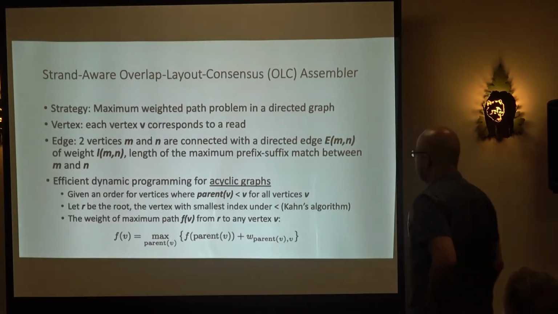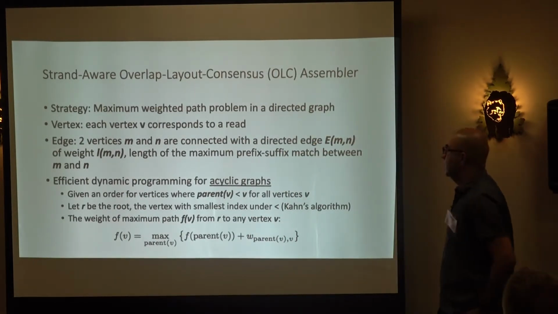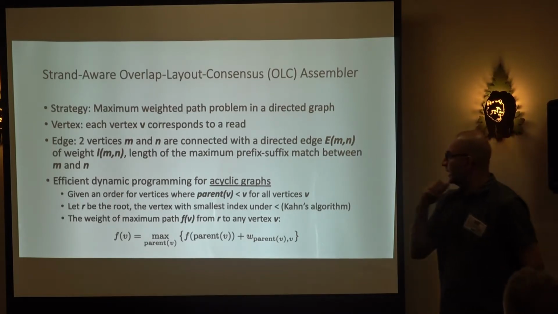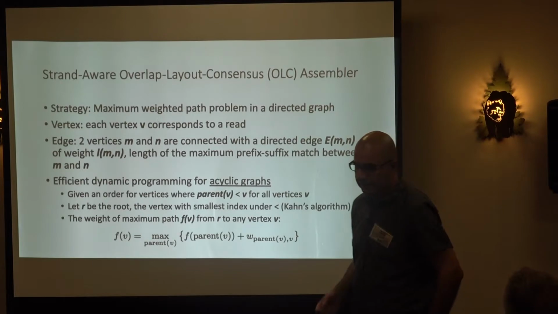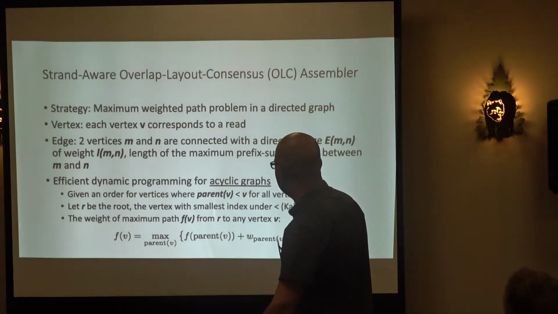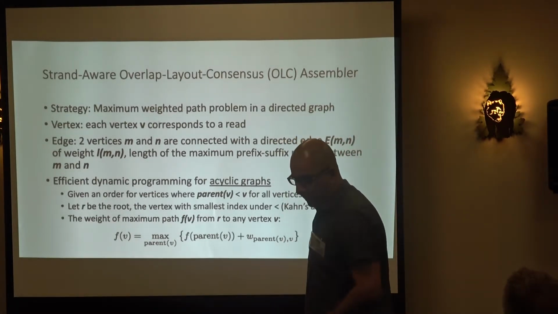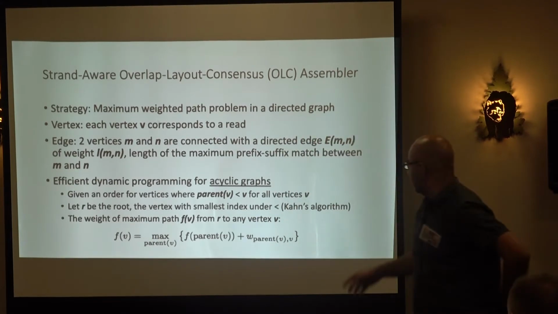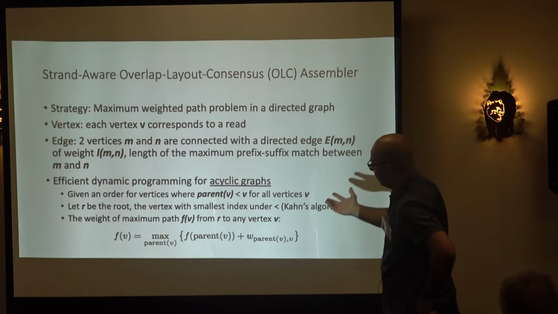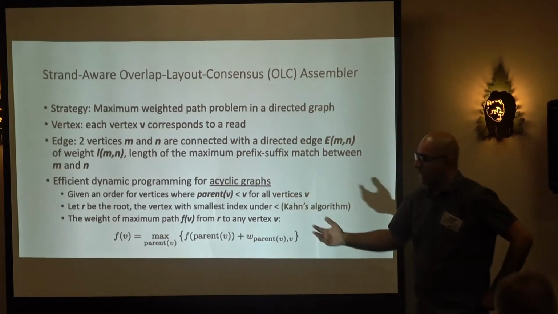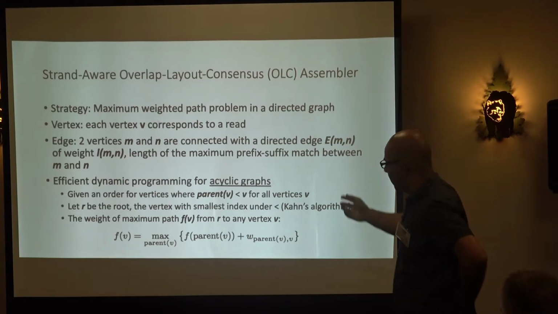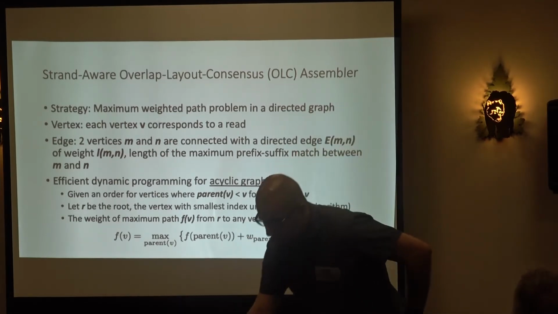How do we solve this problem? We solve it as a maximum weighted path problem in a directed graph, where each vertex corresponds to a read, and there is an edge between two nodes if they overlap, and the weight is the size of the overlap. For a DAG, the acyclic graphs, there's an efficient dynamic programming. If you have an order on these nodes, you can calculate this dynamic programming pretty fast.